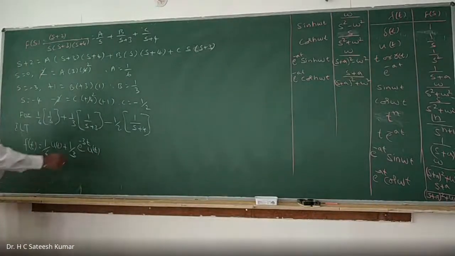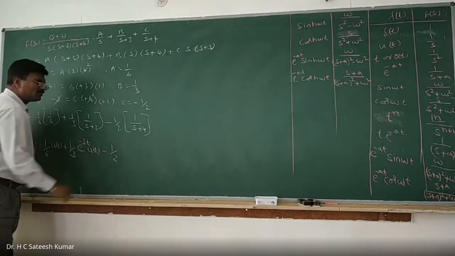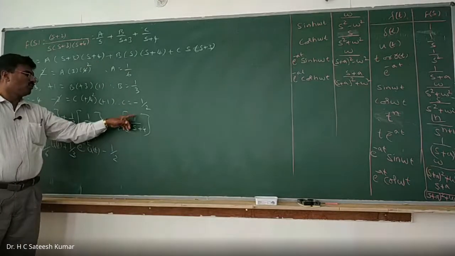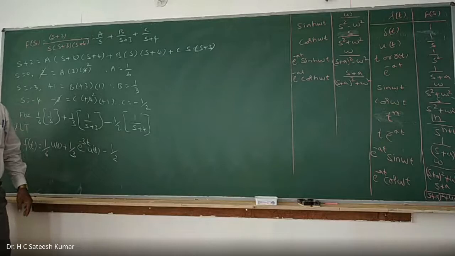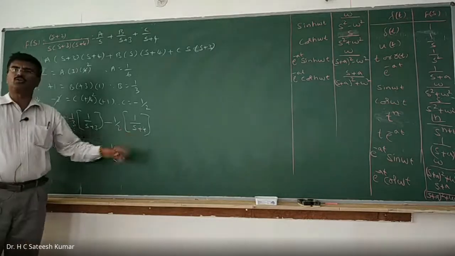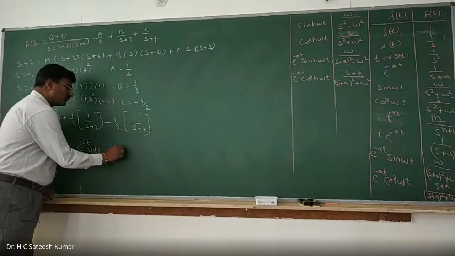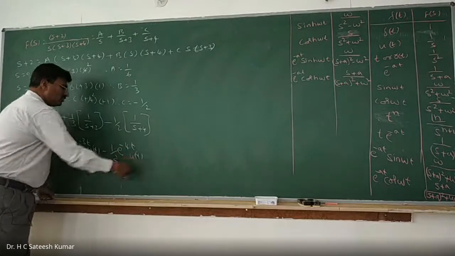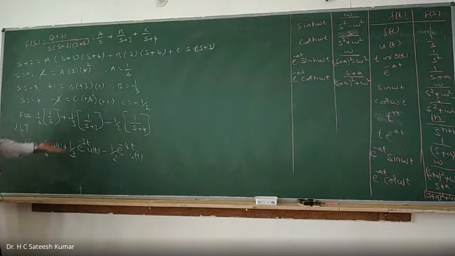Minus 1 by 2, once again you check it out. You can use the table, or you can remember it. 1 by S is nothing but U of T. Shifted by an amount equal to 4 means e to the power of minus 4t, into U of T. U of T has the value 1, or you can write it as only this.